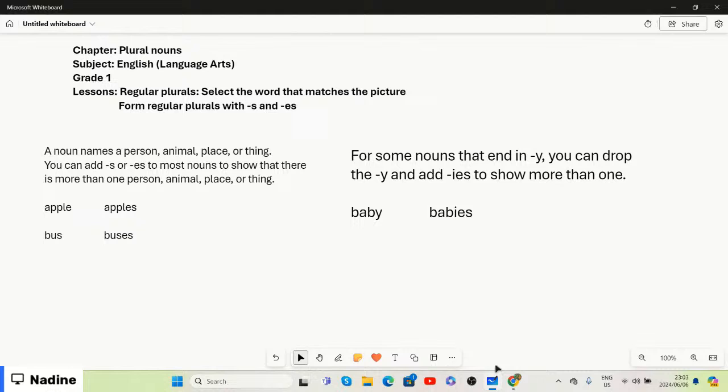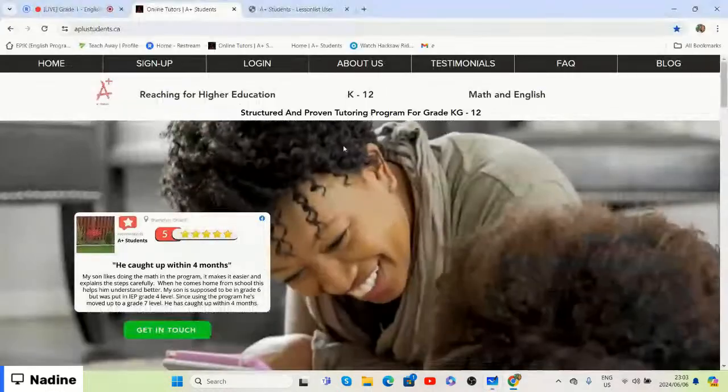and then we're going to select the subject of English language arts, grade 1. And then we're going to scroll down up until we get to the chapter of plural nouns.